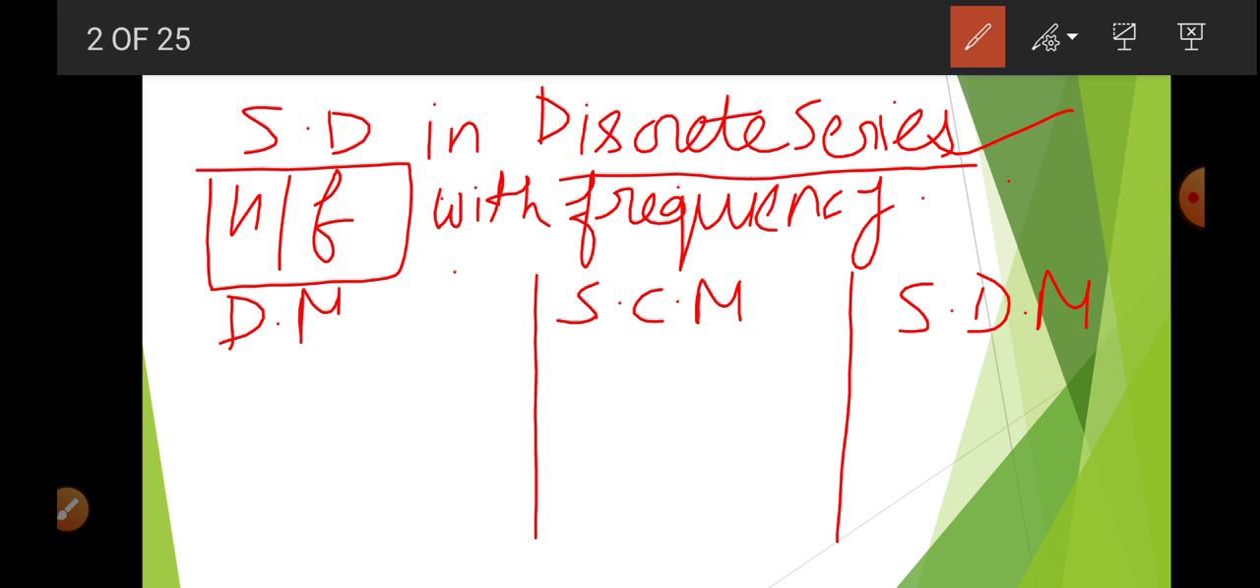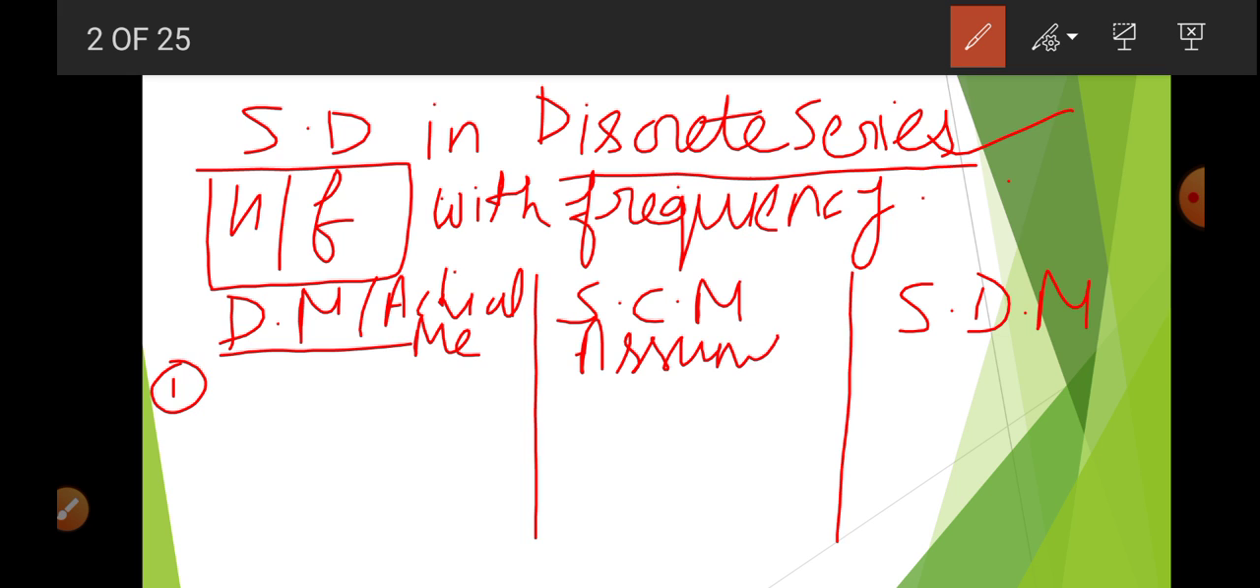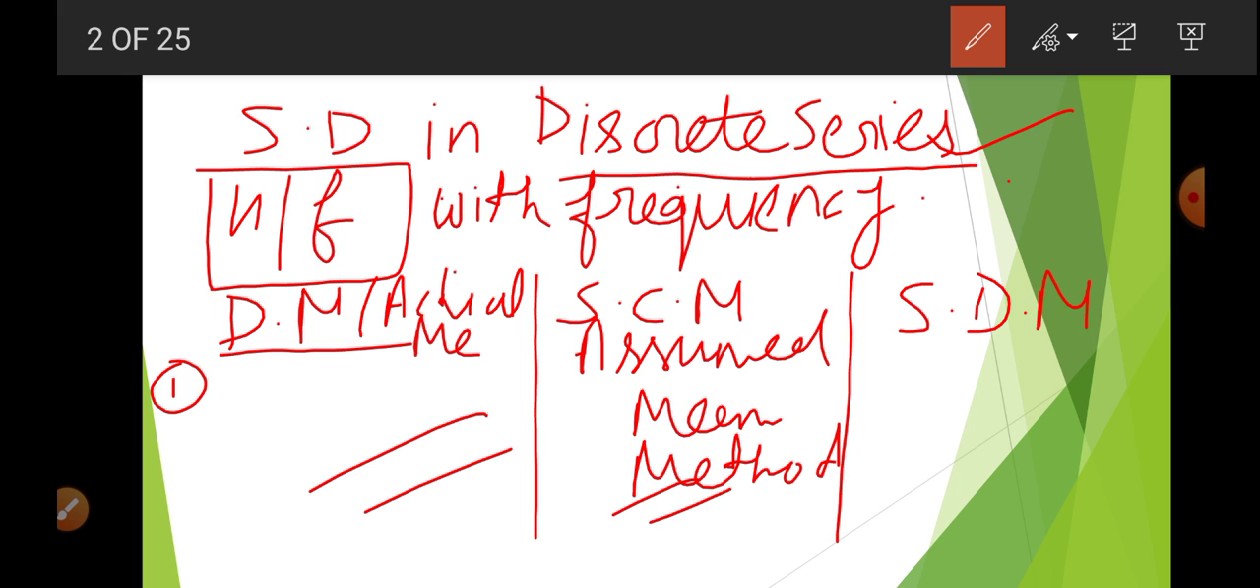Okay, when we are calculating standard deviation in discrete series, in direct method we are going to calculate first of all mean, because it is also known as actual mean method. And this is known as assumed mean method. Okay, student, now we are going to discuss all these methods in proper manner with an illustration. Okay, so let us start.